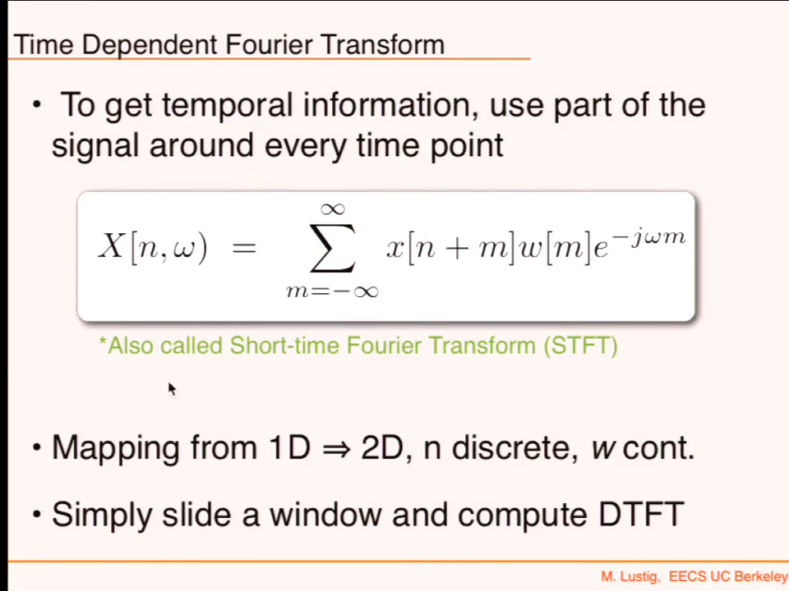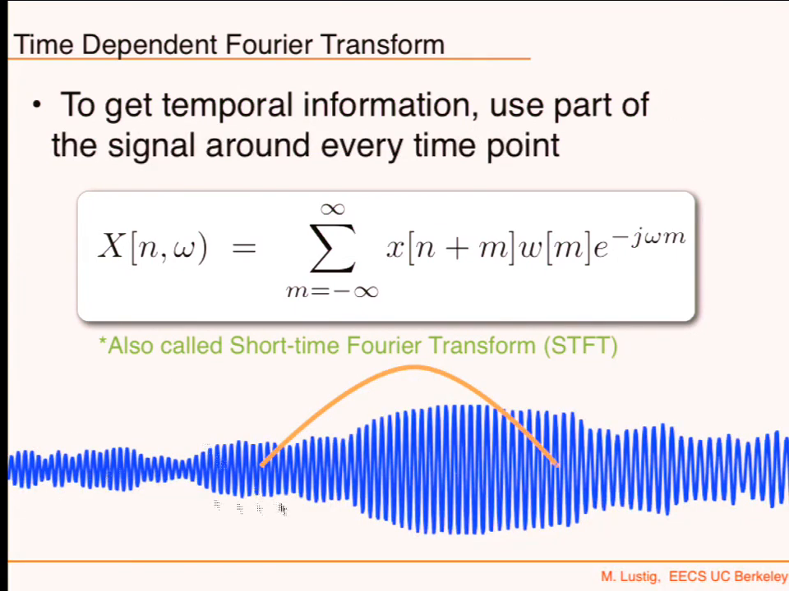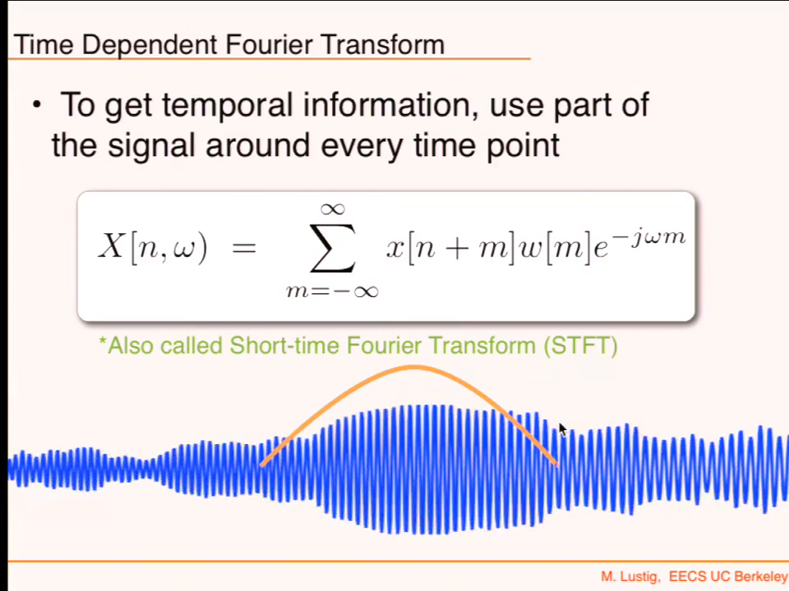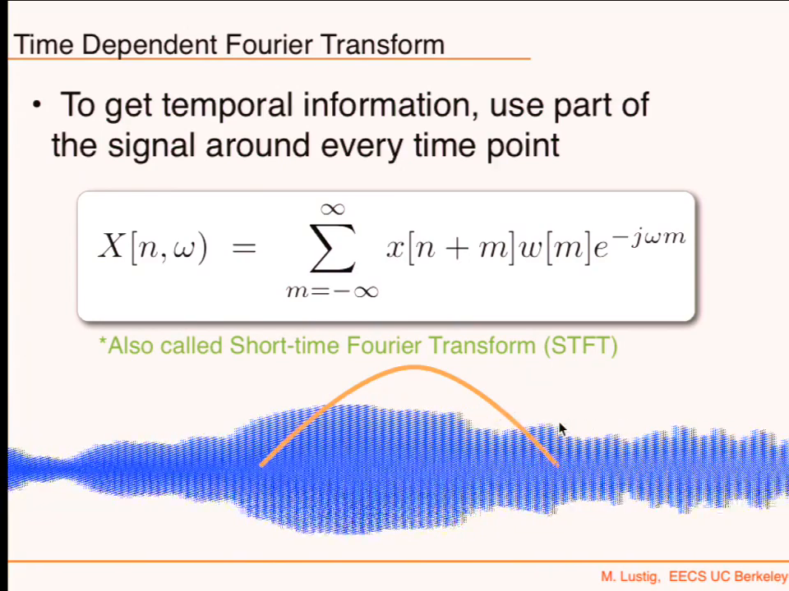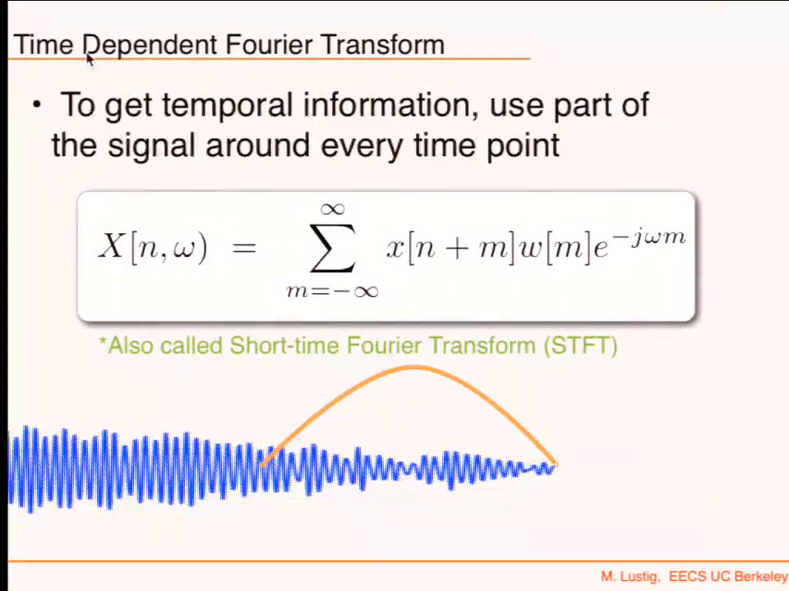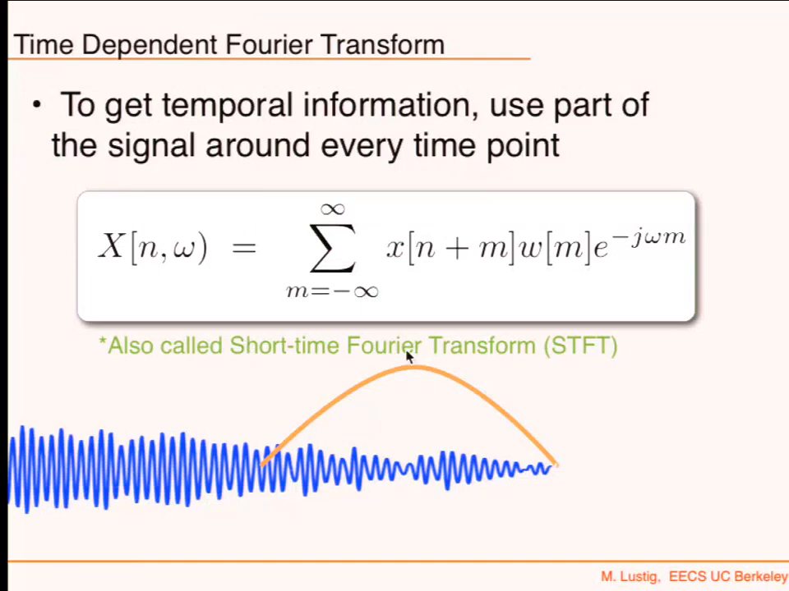So this is interesting. To do this, all you do is take your sequence, multiply it by a window, compute the DTFT, and then slide your sequence by one sample, compute the DTFT, and so on and so forth. This is called the time-dependent Fourier transform or the short-time Fourier transform. There are various names people call it.